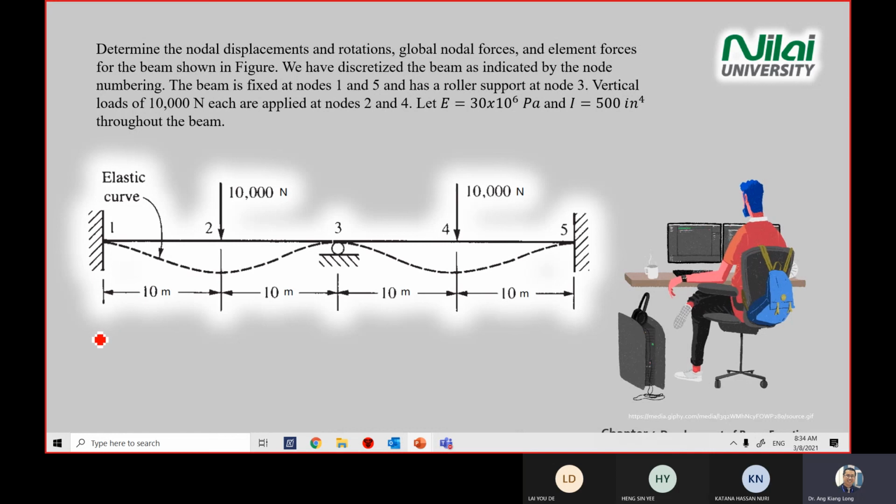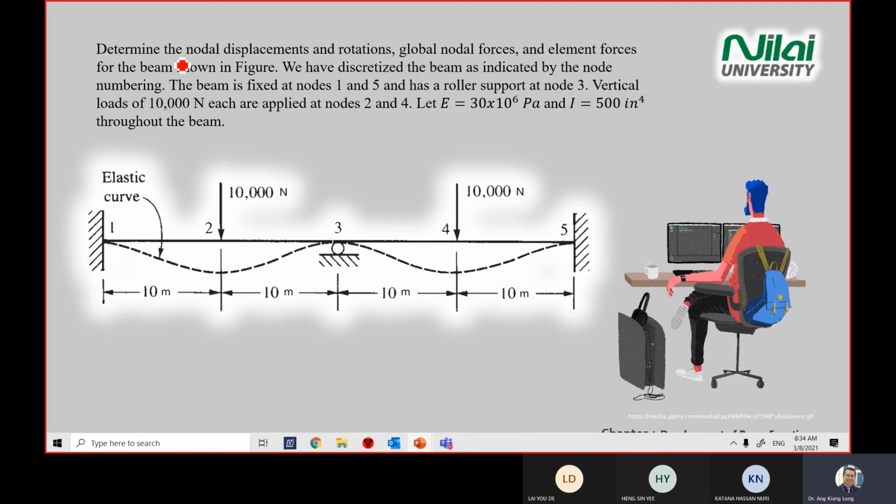And the length is given in this case. In the previous example, you were just given the letter L. In this case, you're given a finite number for length, 10 meters, and the force is also given a finite number, which is 10,000 Newtons. Okay. All right. Now the question will go like this.